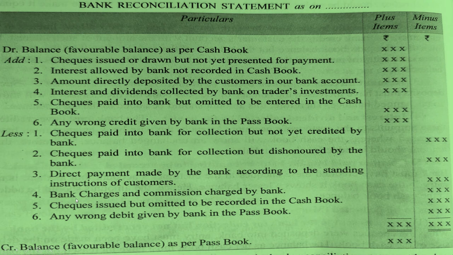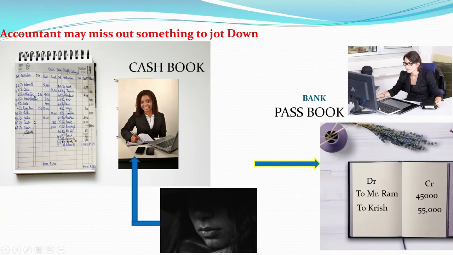The next one is bank charges and commission charged by the bank. The word charge means it's deducting, it's reducing the passbook balance. Whenever you see charged amount, that means it's being debited to the passbook. Now, as the money has been deducted, it needs to be deducted from cash book too. So, the accountant will deduct that value of bank charges.